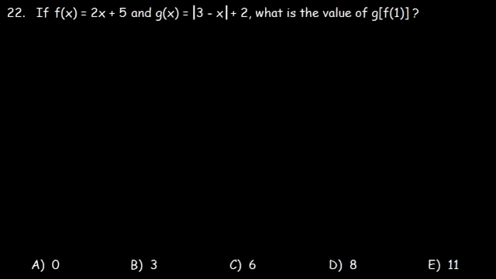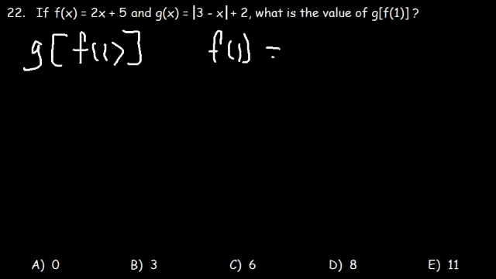22. If f of x is equal to 2x plus 5, and g of x is equal to the absolute value of 3 minus x plus 2, what is the value of g of f of 1? So here we want to evaluate a composite function. That's when one function is inside another function. So f is inside of g. So first, let's find out what f of 1 is equivalent to. So that means we need to plug in 1 into this equation.